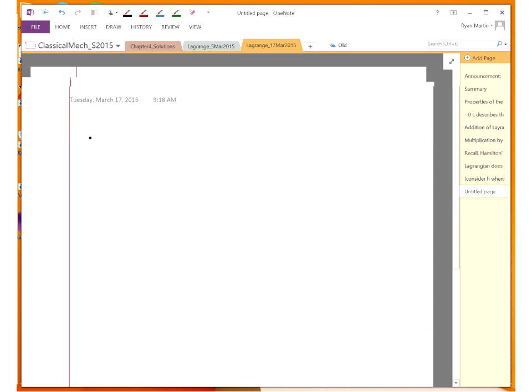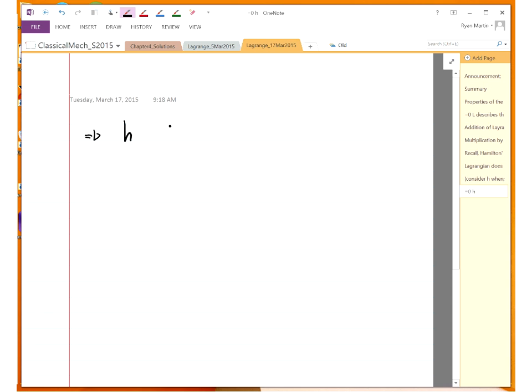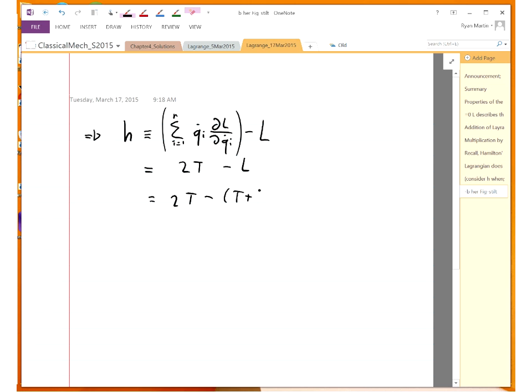So what this means is that H, which was defined to be the sum from i equals 1 to n of q_i dot ∂L/∂q_i dot minus L, is equal to 2T minus L. So that's 2T minus T plus V, sorry, T minus V. L is T minus V. 2T minus T is 1T, and minus minus V is plus V. So H is T plus V.